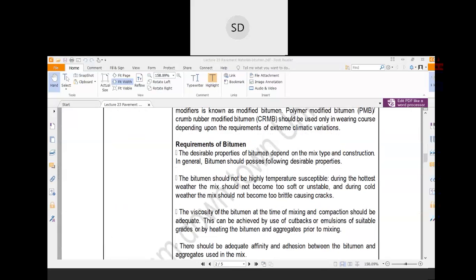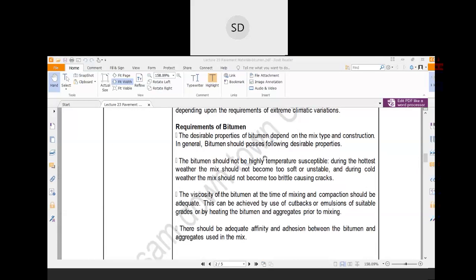Now, the next portion is the requirement of the bitumen, or what are the different desirable properties of the bitumen. The desirable properties of bitumen depend on the mix type and different types of construction in general. Now, these are the different desirable properties.